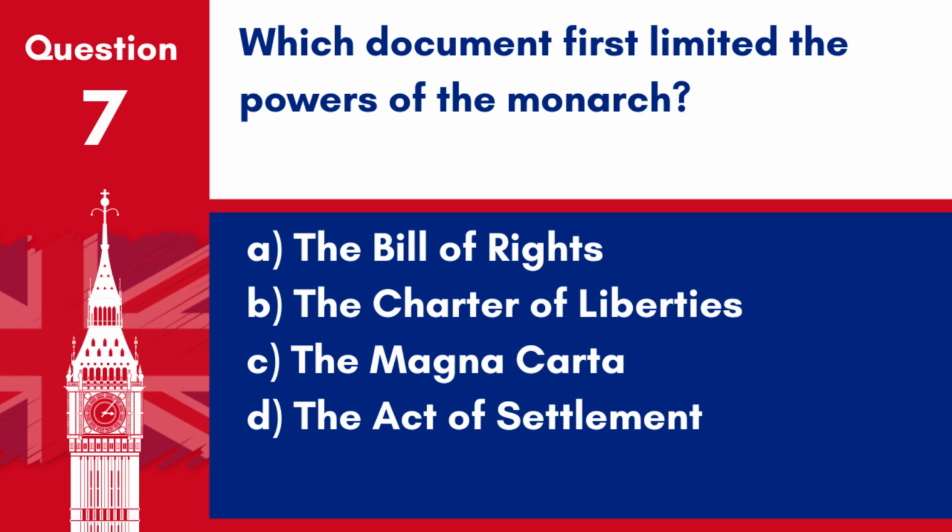Question 7. Which document first limited the powers of the monarch? A. The Bill of Rights. B. The Charter of Liberties. C. The Magna Carta. D. The Act of Settlement. Answer: C. The Magna Carta. The Magna Carta, signed in 1215, was the first document to put into writing the principle that the king and his government were not above the law.